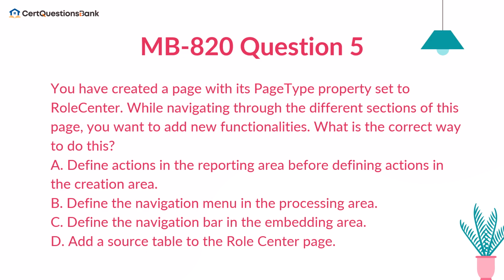You have created a page with its page type property set to Role Center. While navigating through the different sections of this page, you want to add new functionalities. What is the correct way to do this? A. Define actions in the reporting area before defining actions in the creation area. B. Define the navigation menu in the processing area. C. Define the navigation bar in the embedding area. D. Add a source table to the role center page.